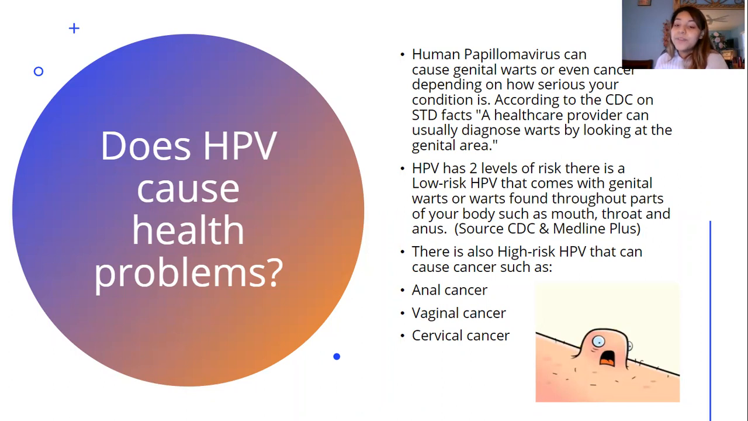There's low-risk HPV and high-risk HPV. Low-risk HPV comes with genital warts or warts found throughout your body, such as mouth, throat, or anus. There's also high-risk HPV that can cause you cancer, such as vaginal cancer, cervical cancer, and anal cancer.